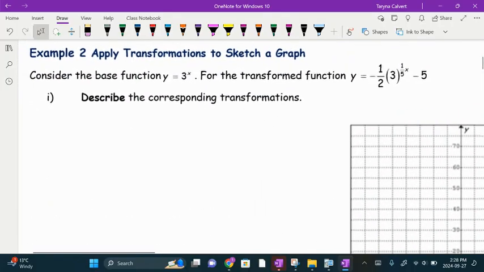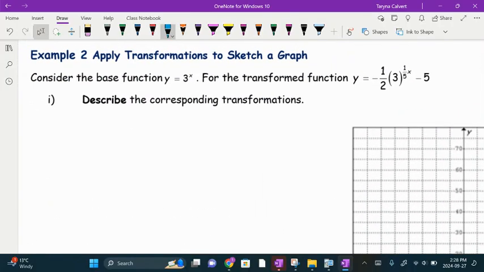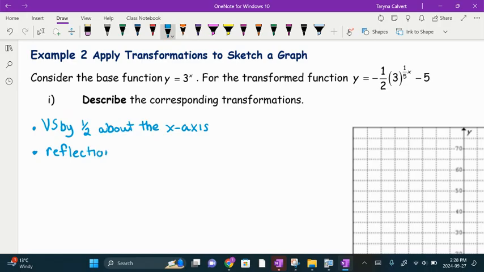So let's go ahead and describe the transformations. All right, so we've done it enough now that I'm doing shorthand, though I'll still say it long out of my mouth. So it's definitely a vertical stretch by a factor of 1/2 about the x-axis. And there's definitely a reflection in the which? Perfect, x-axis.